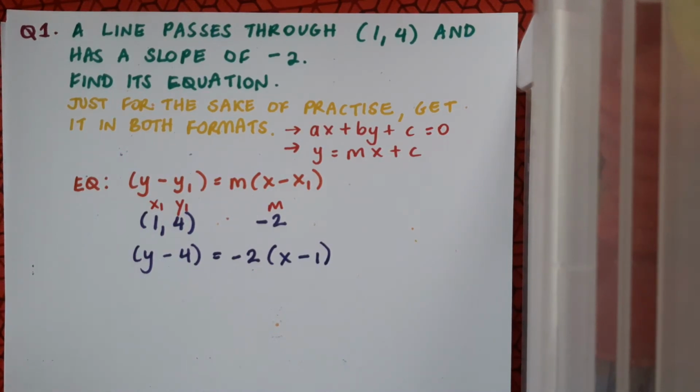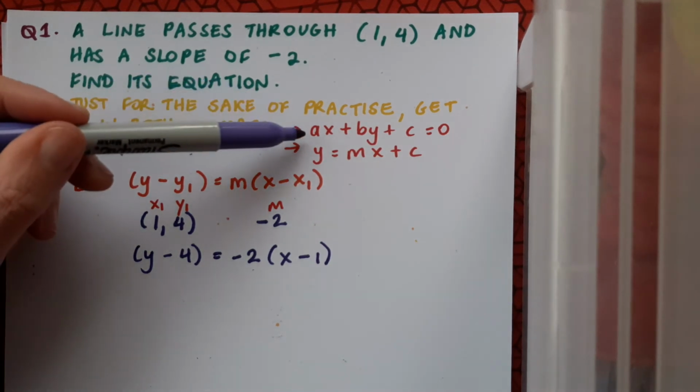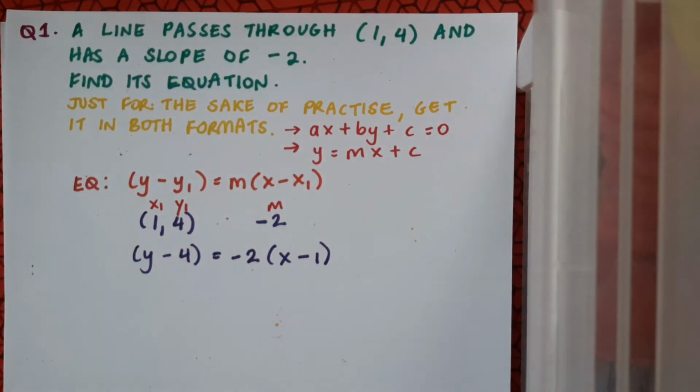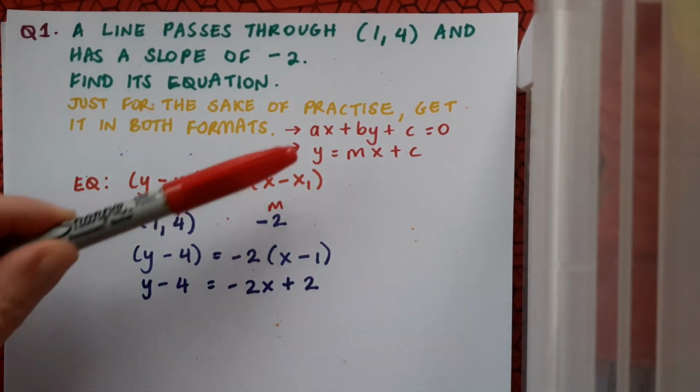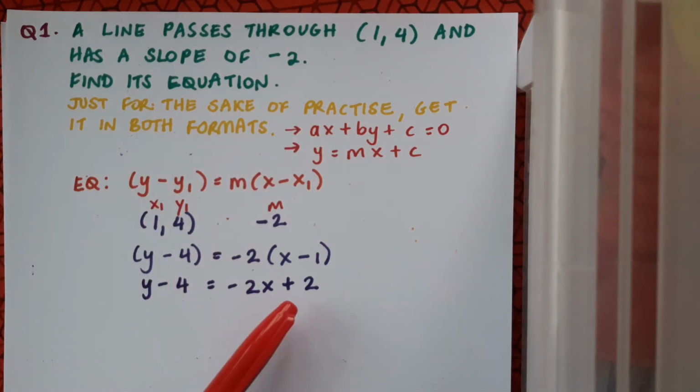Now, I said for the sake of practice, get the answer in both formats. So I'm going to start off by getting it in the format ax plus by plus c equals 0. But actually, no matter which format I want to use, I'll have to multiply out my brackets next. So I'll do that now. Okay, so now to get it in the format ax plus by plus c equals 0, I'll bring everything to one side of my equation. Remember I said a minute ago that I'd like the x coefficient to be positive?